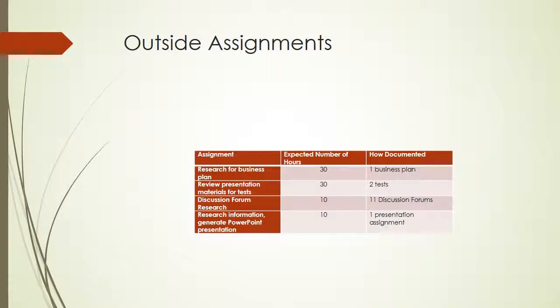Now, for every hour you spend in class, you should spend 2 hours outside of class doing work. So, for example, in working on your business plan, doing research, you should spend a total of 30 hours working on that during the course of the term. You also should review presentation materials for tests, another 30 hours. Discussion forum research, another 10 hours. And then also research information and generate your PowerPoint presentation. That should be another 10 hours, for a total of 80 hours for the term.